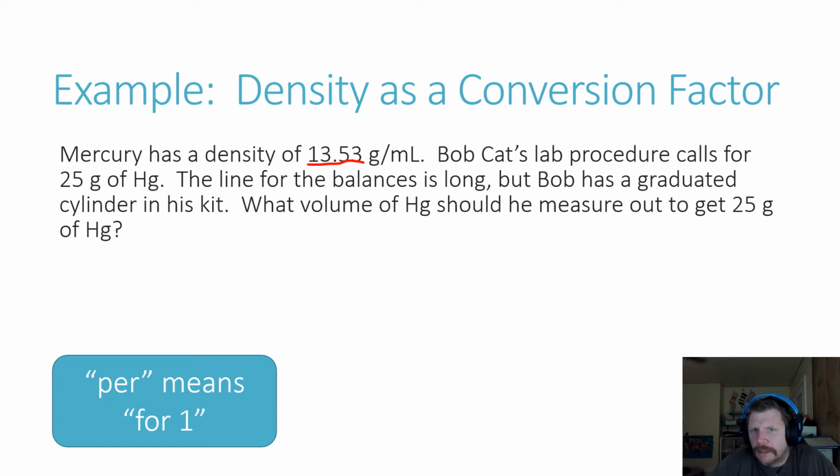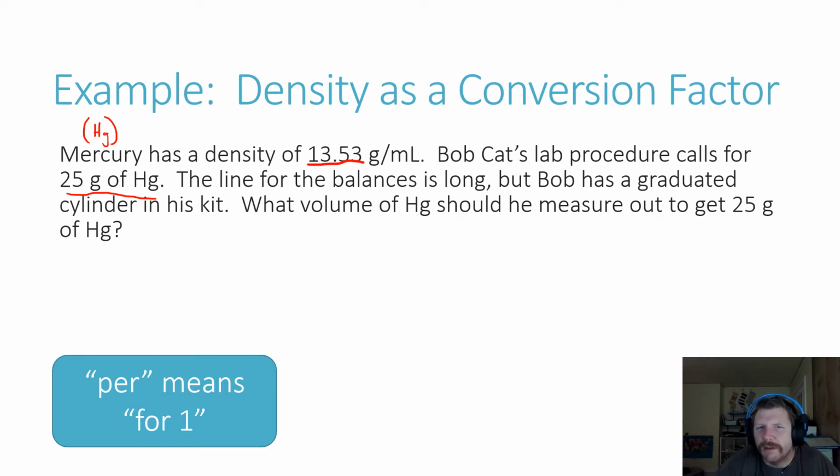Bob Katz's lab procedure calls for 25 grams of mercury. I'm going to write an Hg here in parentheses. The line for the balances is long, but Bob has a graduated cylinder in his kit. What volume of mercury should he measure out to get 25 grams of mercury? Okay, so you can do dimensional analysis in order to figure out this question.